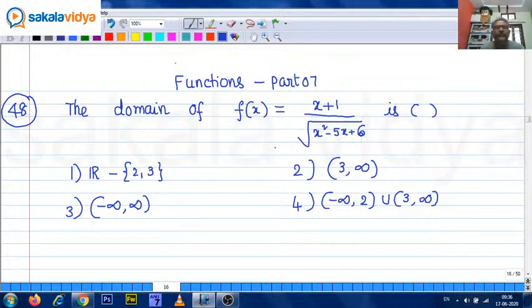Right, let us see. The domain of f of x equals x plus 1 upon root of x square minus 5x plus 6. X plus 1 is a polynomial function whose domain is R, so leave it, no problem. We need to check 1 by root of x square minus 5x plus 6, that is 1 by root of g of x. G of x is greater than or equal to 0, so that means x square minus 5x plus 6 is greater than 0, not equal to 0. So let us see.